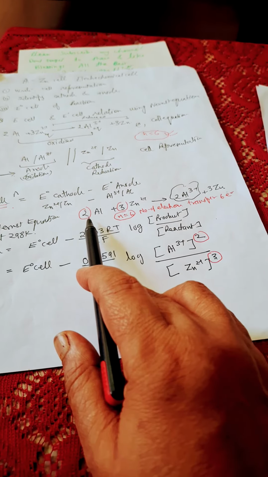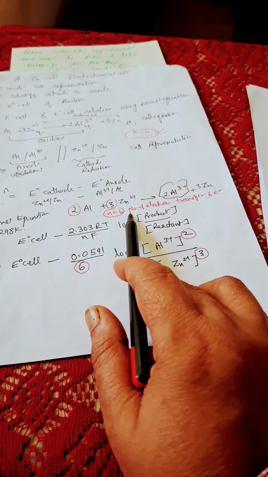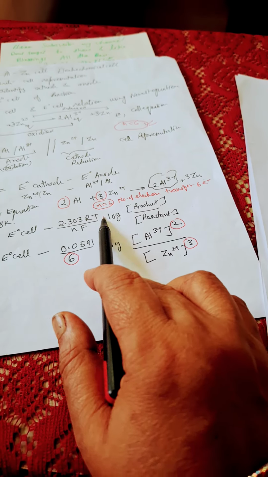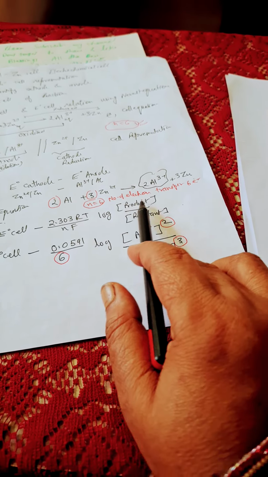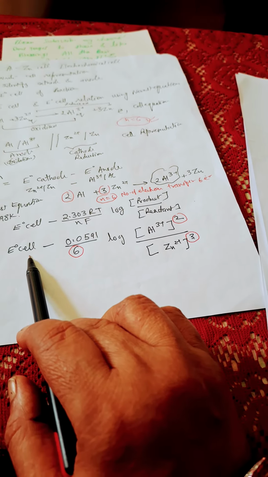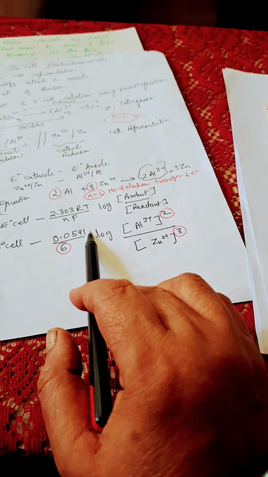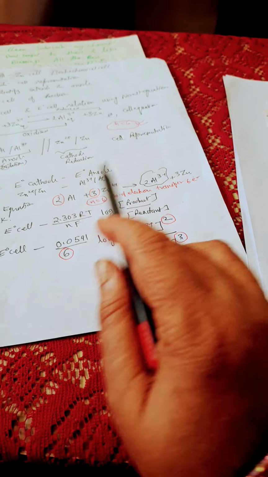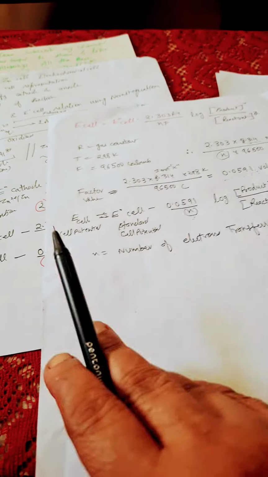Now the Nernst equation. In this Nernst equation, I told you n is equal to 6. So E cell is equal to E naught cell minus 2.303 RT over nF times log of product concentration upon reactant concentration. E cell is equal to E naught cell minus 0.0591 upon 6, because this value 2.303 RT divided by F is equal to 0.0591.